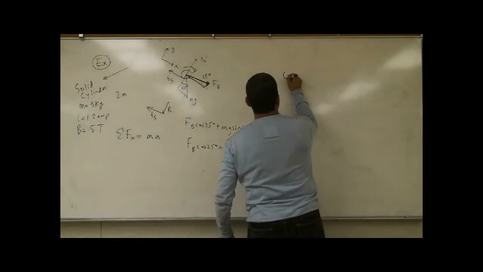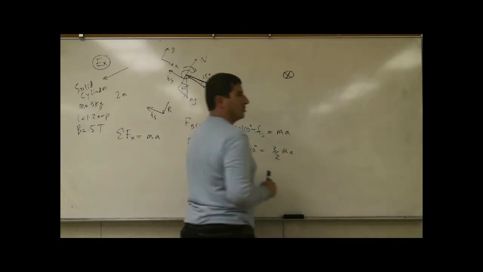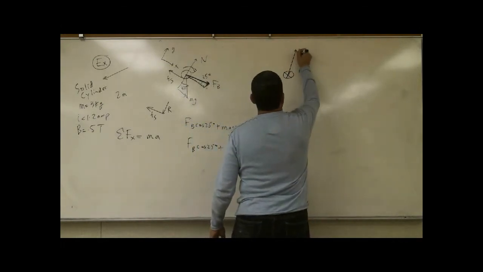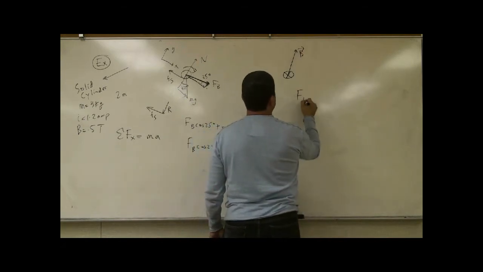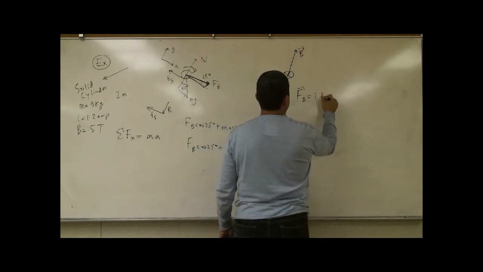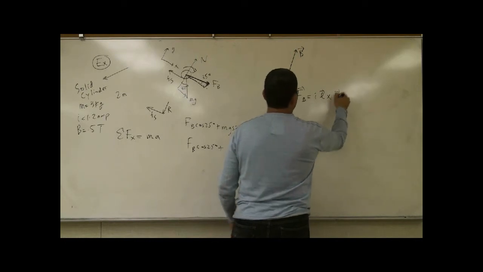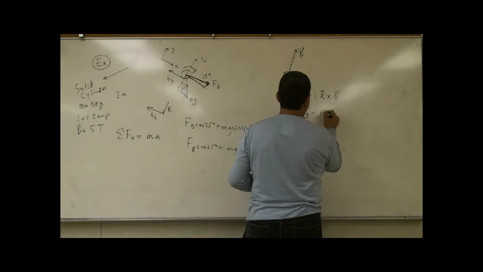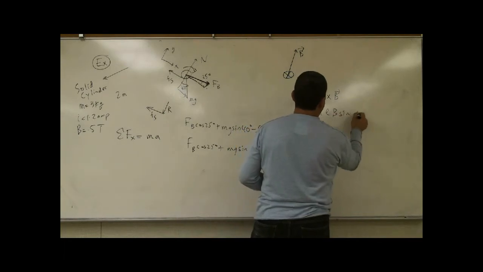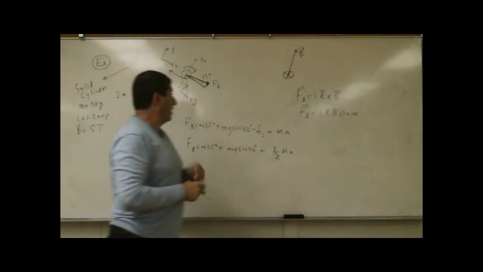Okay, what is Fb? Let's look at the current. The current is going into the board. The B field is this way, right? So FB is equal to IL crossed into B, right? What are you going to do? You're going to do FB equals ILB sine of alpha, okay?